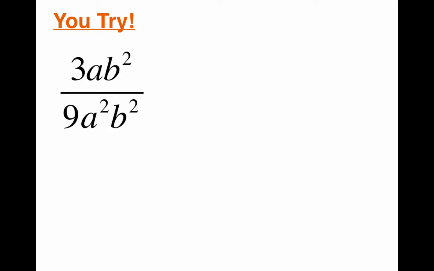All right, again, I want you to try. Here's your problem. 3ab squared over 9a squared b squared. Go ahead and hit the pause button again on your device and see if you can simplify this all the way.